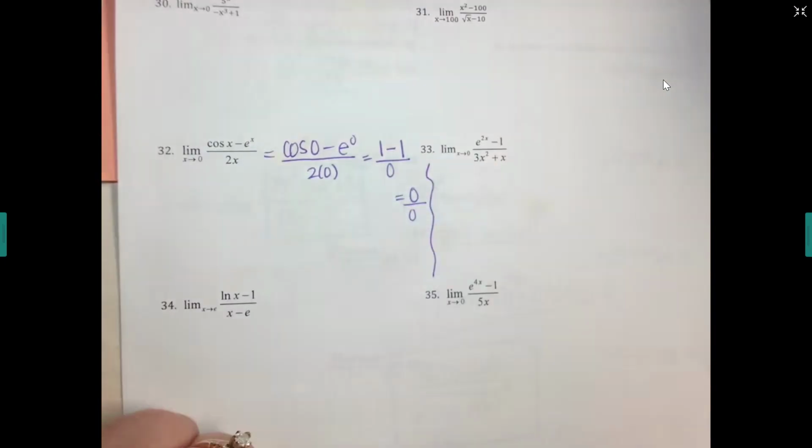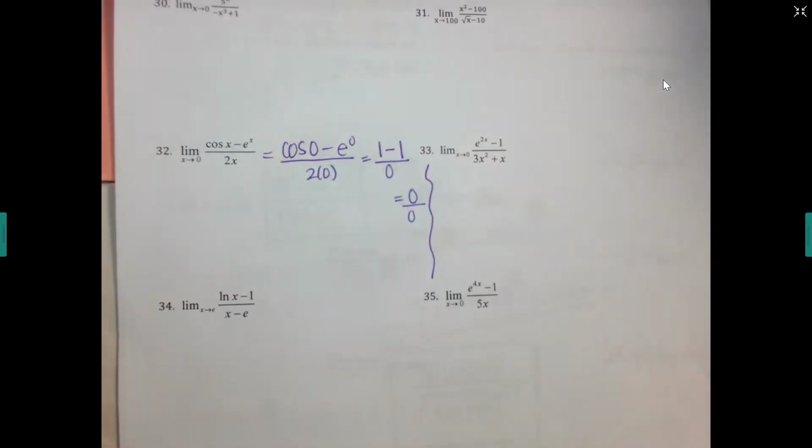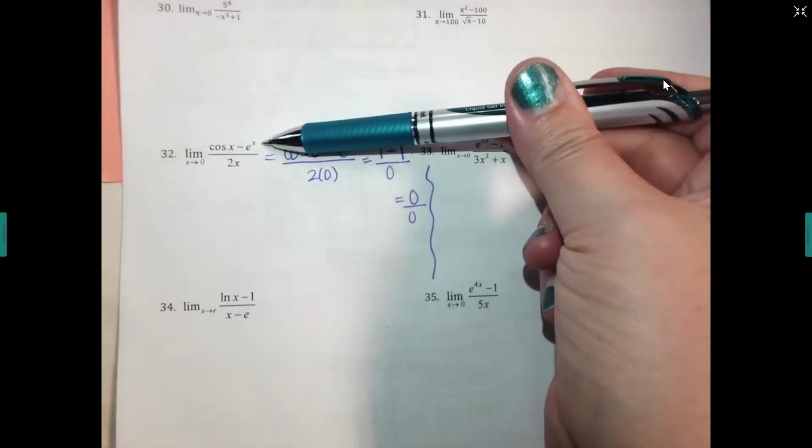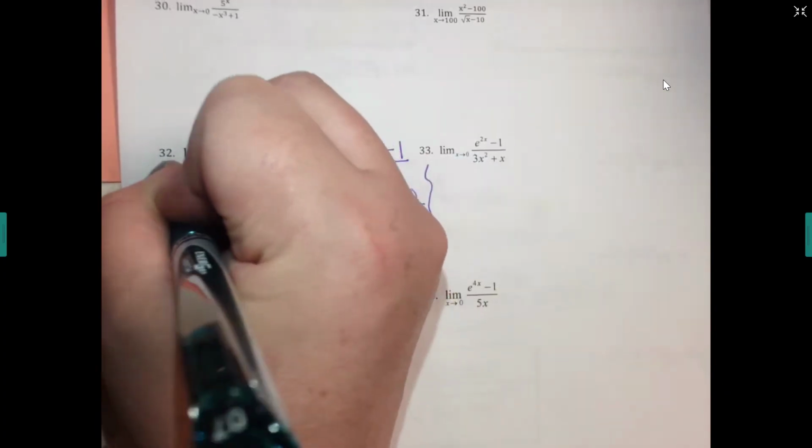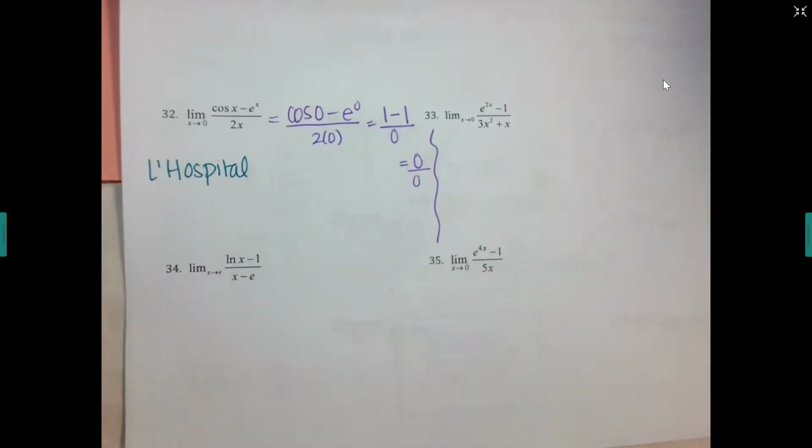And remember, if it's 0/0, that's the indeterminate form. That means you have to fix it. Could I use factor cancel here? No, because you can't factor that, right? So that means L'Hopital's rule is going to be your next best option. So L'Hopital's rule says that I can take the derivative of the top and the bottom, then just try the limit again. For cosine x, what's the derivative?